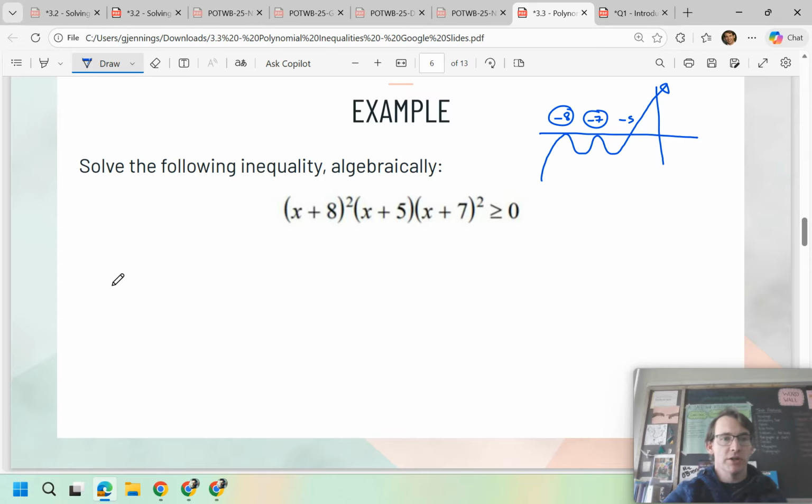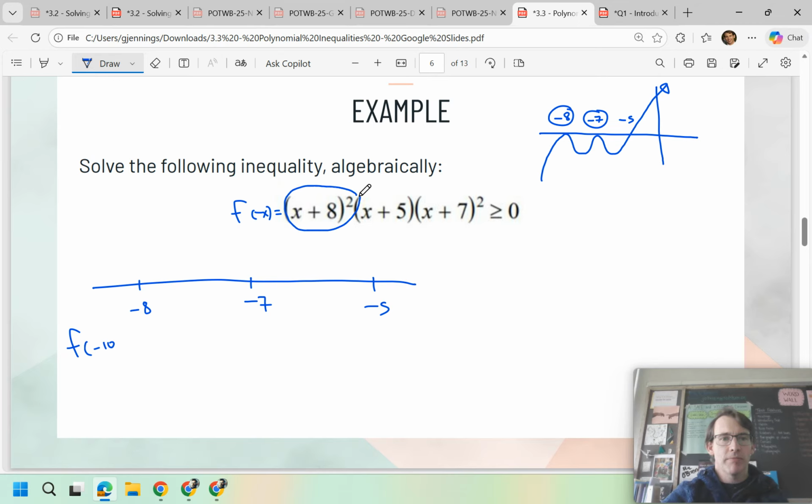If you do an interval test, it's going to work exactly the same way. You're going to have minus 8, minus 7, minus 5. Test your f of x for different values. And if I test back here at minus 10, this one is useful to look at. Let's say I look at f at minus 10. You have to do the algebra here. This factor is always positive, because it's a square.